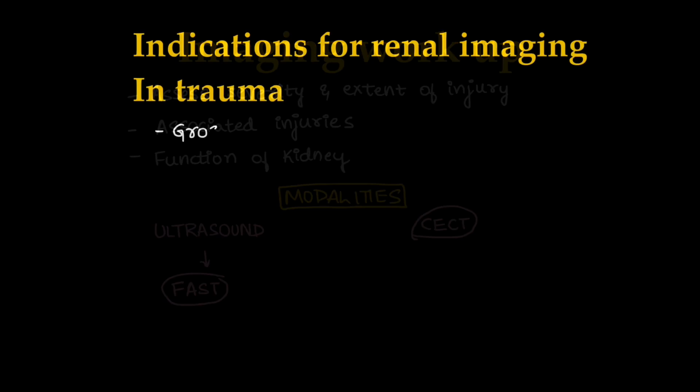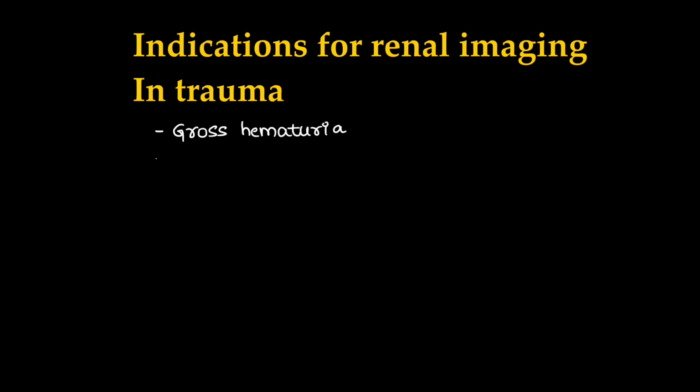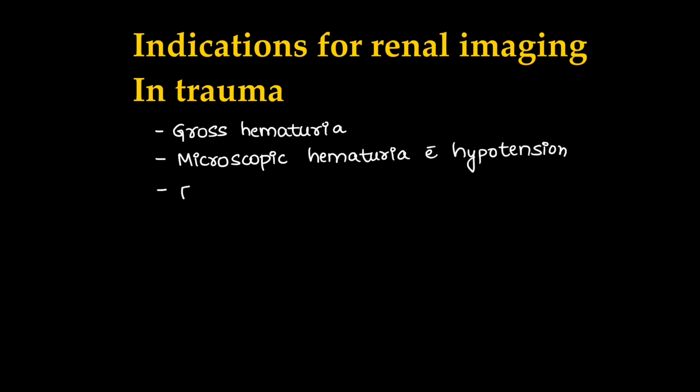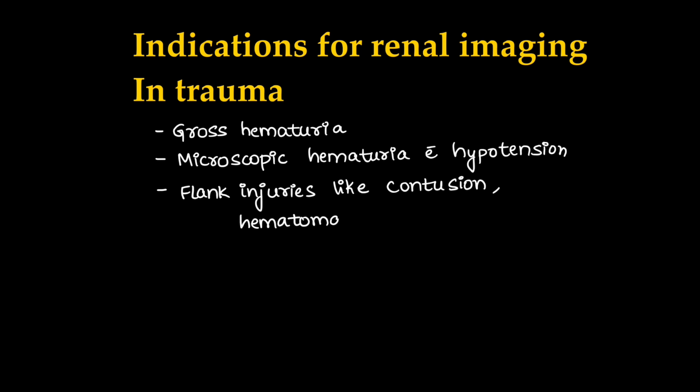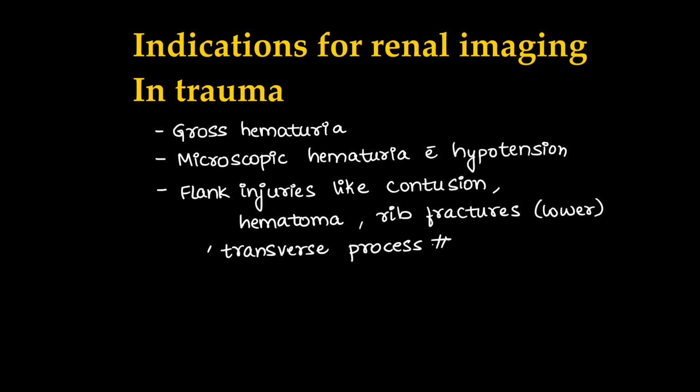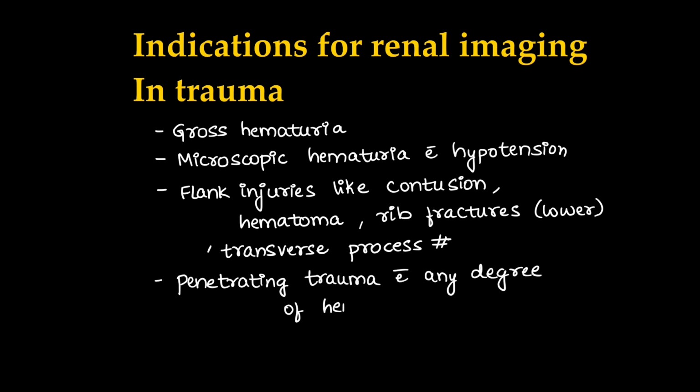When do we take up the patient for imaging in suspected renal injury? When there is gross hematuria, or when there is microscopic hematuria with hypotension, when there is direct injury to the flank like contusion or hematoma over the flank, or rib fractures mainly of the lower ribs, or any transverse process fracture involving the spine. The next indication will be penetrating trauma with any degree of hematuria. We have to do the renal protocol of imaging.